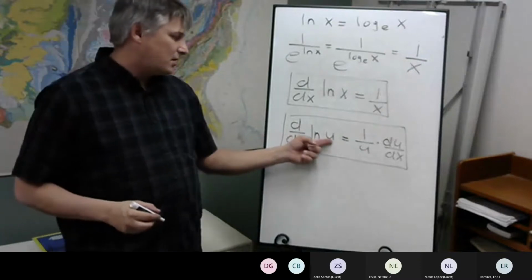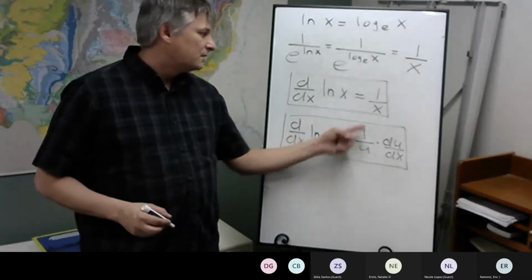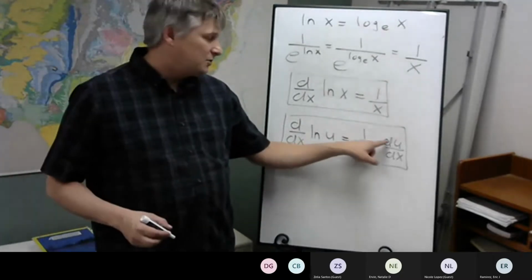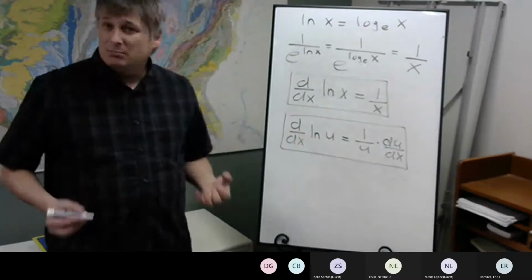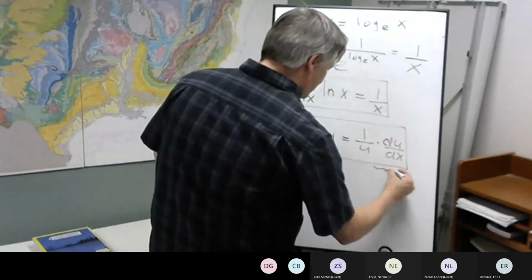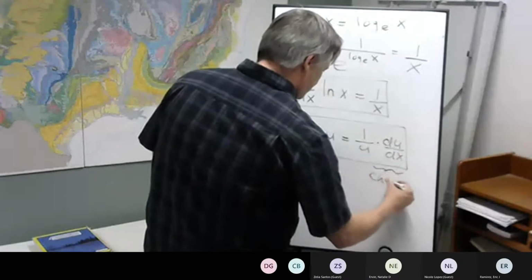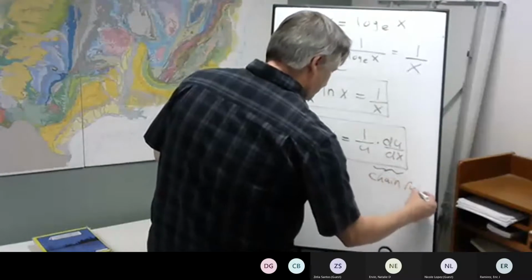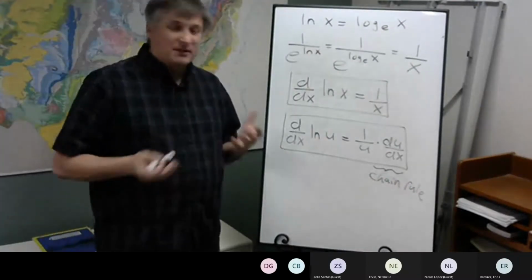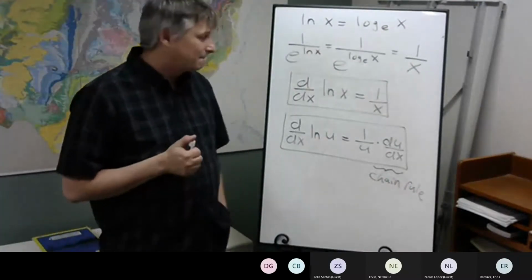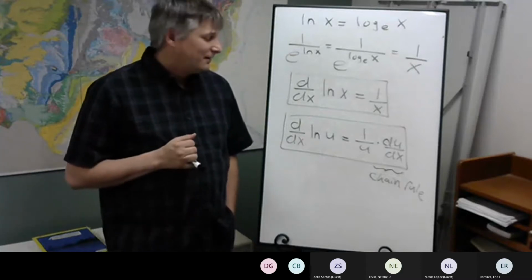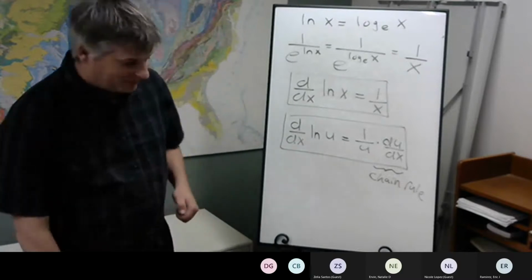So the derivative of the natural log of u, well, it's going to be 1 over u, just like we have 1 over x. But then we multiply by the derivative of u with respect to x, again, because of that chain rule. So this part right here, you're going to see this a lot. So again, that's just because of the importance of the chain rule. So questions about that? All right.